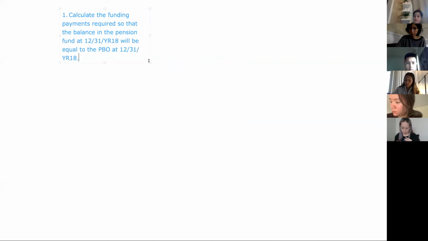So the question that we are trying to answer is this. Calculate the funding payments required so that the balance in the pension fund on December 31/18. Let me draw that.